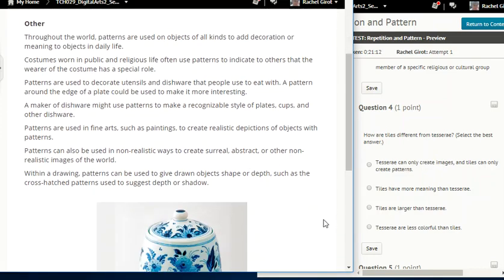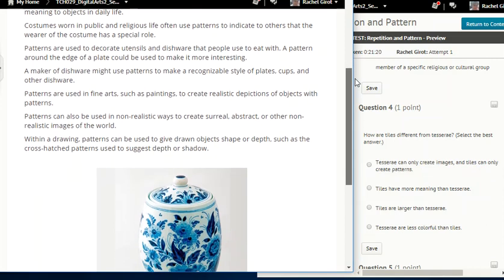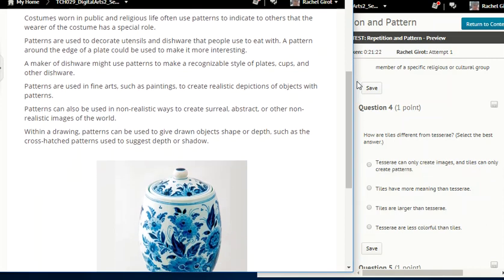Other. Throughout the world, patterns are used on objects of all kinds to add decoration or meaning to objects in daily life. Costume worn in public and religious life often use patterns to indicate to others that the wearer of the costume has a special role. Patterns are used to decorate utensils and dishware that people used to eat with. A pattern around the edge of a plate could be used to make it more interesting. A maker of dishware might use patterns to make a recognizable style of plates, cups, and other dishware.